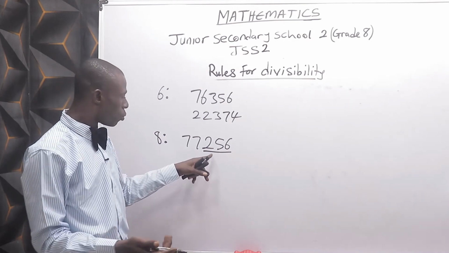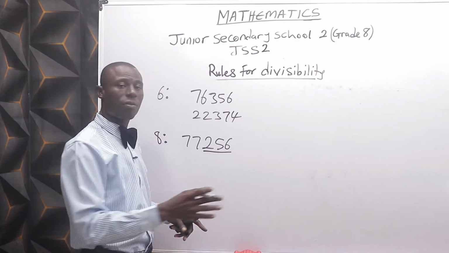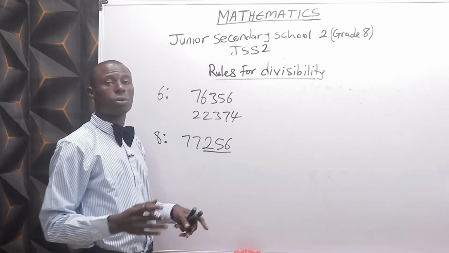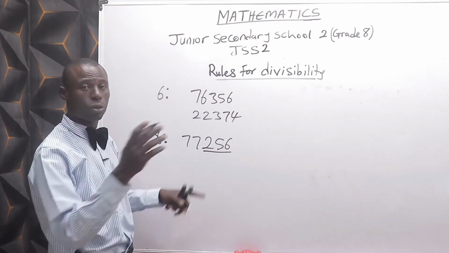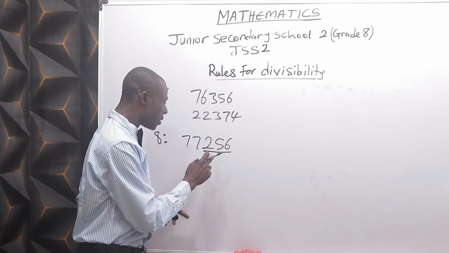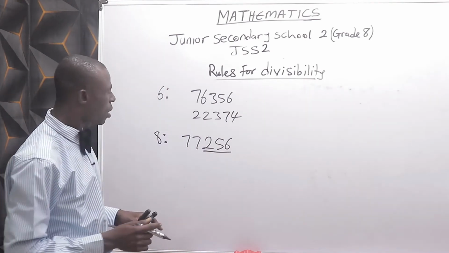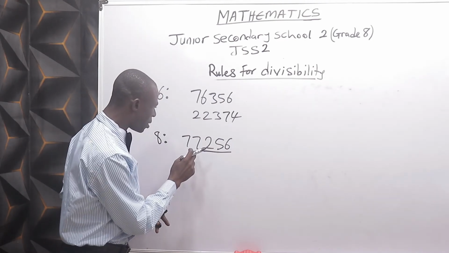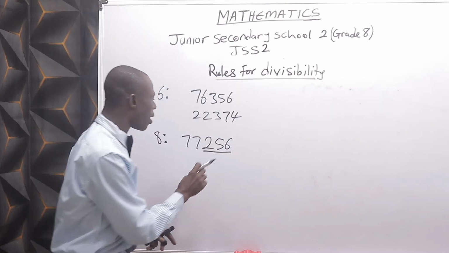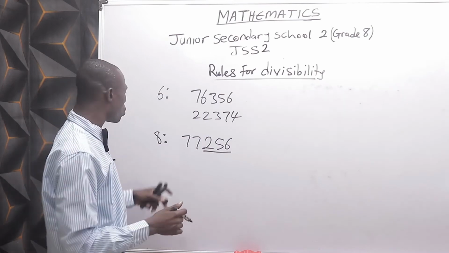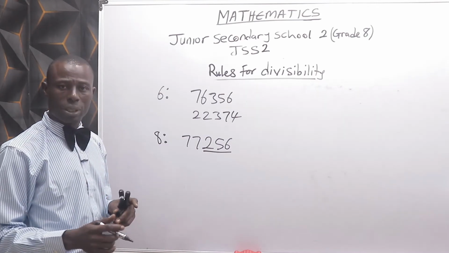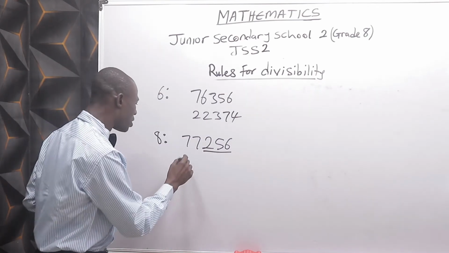If you use 8 to divide 256, you see that it goes. It divides it into 32. 8 times 32 will give you 256. That means 77,256 is exactly divisible by 8. Do you understand?